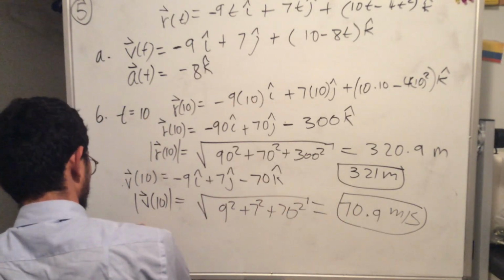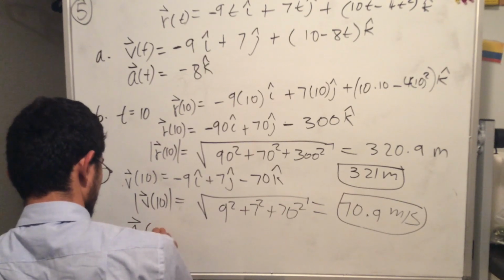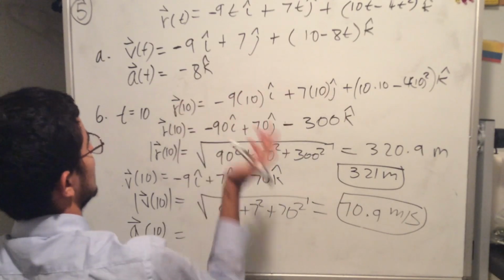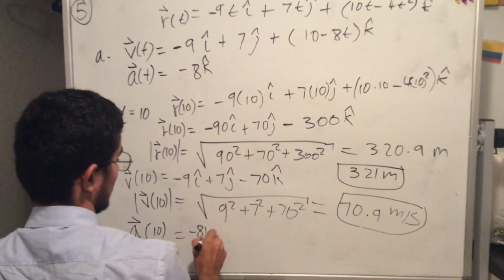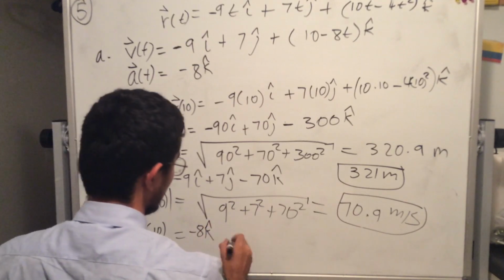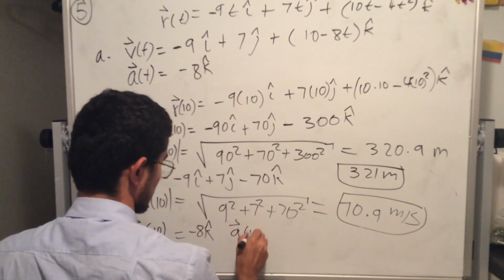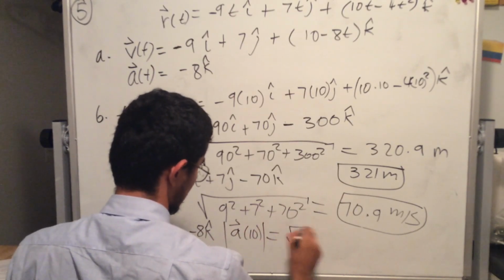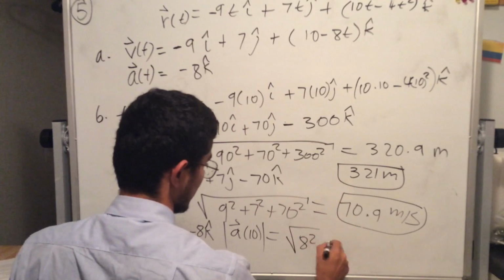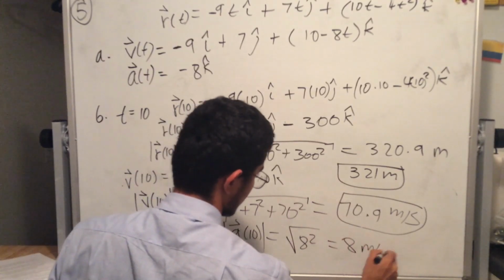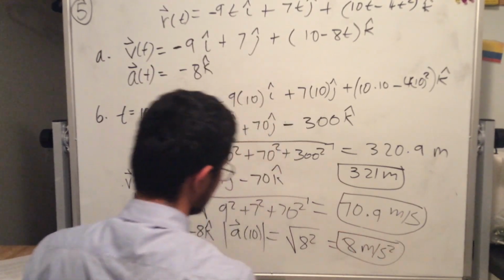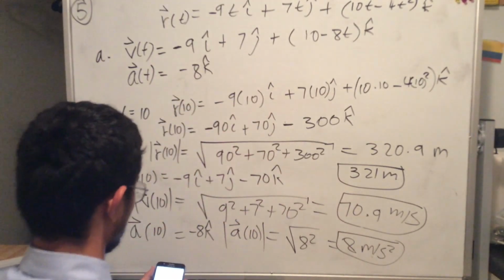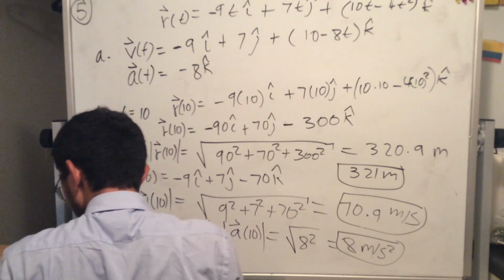Now let's do the acceleration at t equals 10. Well, that's just going to be negative 8 k hat, right? And when we find the magnitude of the acceleration, because it's constant, we're going to have the square root of 8 squared, and that's just going to be 8 meters per second squared because it's a constant. So at any time it's going to be 8 meters per second squared. Okay, so let's move on to part C.